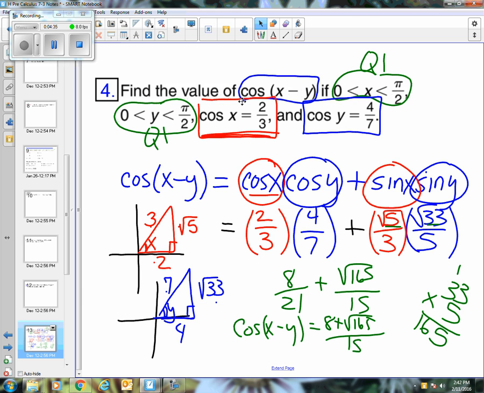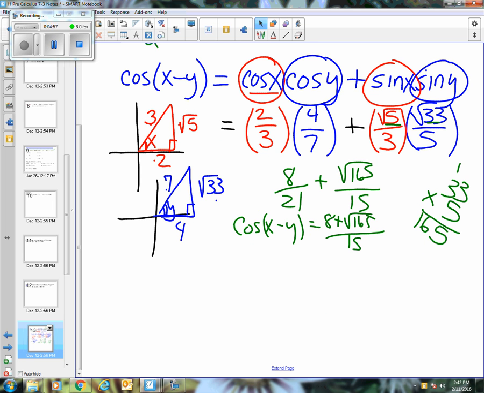So let's think about if this makes sense. If you take two quadrant 1 angles, because remember both x and y were in quadrant 1, and you subtract them, does it make sense that our cosine answer is still positive? All right, so let's think about where you'd end up. If you take two quadrant 1 angles and subtract them, what quadrant could you be in?